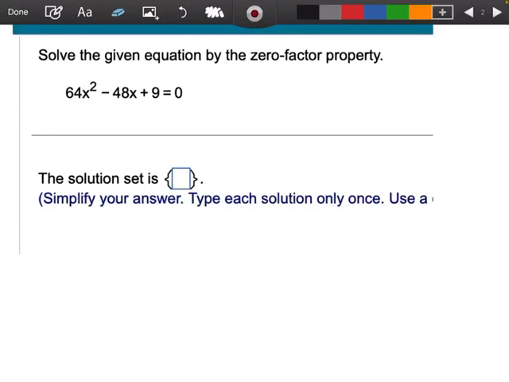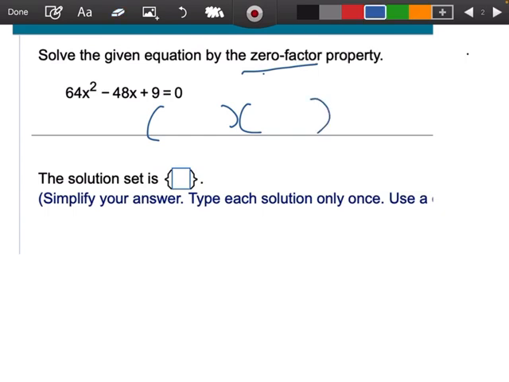Homework question that one of our classmates asked. Let's see. The directions say solve the given equation by the zero factor property. Okay, y'all, since they are telling us to do this by the zero factor property, what I'm going to do is factor this out. So let's go ahead and do that.